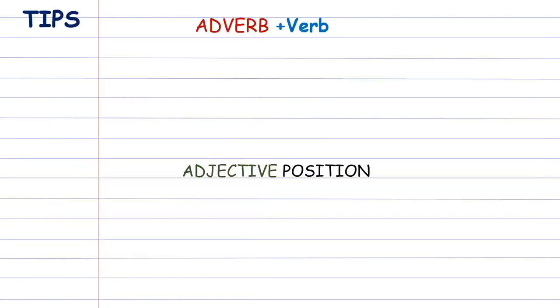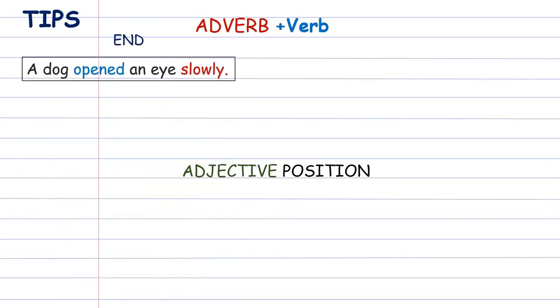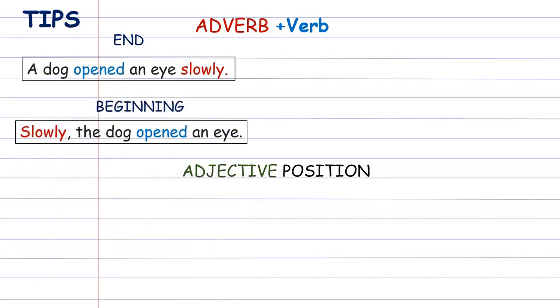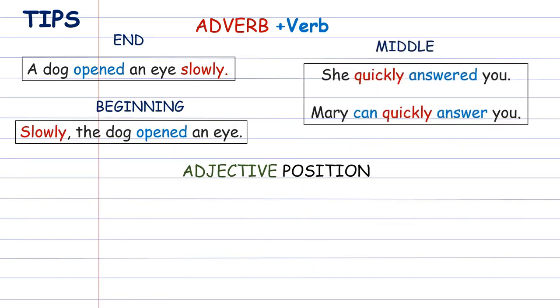Now the tips. When the adverb modifies the verb, we can place it at the end. Opened an eye slowly. At the beginning, slowly the dog opened an eye. At the middle, that means before the verb. Quickly answered. Can quickly answer.